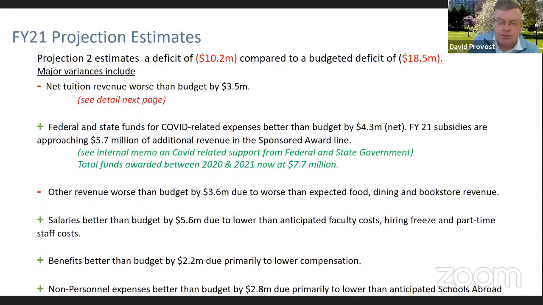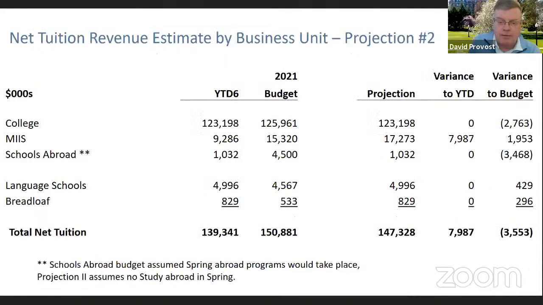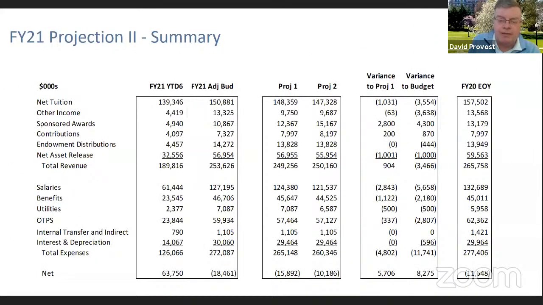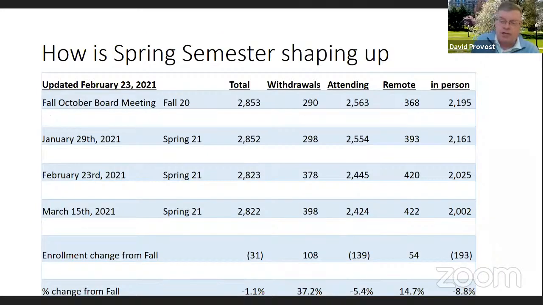So as Lori mentioned, we presented that projection two. The projection one that we shared in the fall was a $15.9 million deficit. And in January, we shared that it could improve to $10.2 million, but still a significant loss. Lori touched on these numbers.